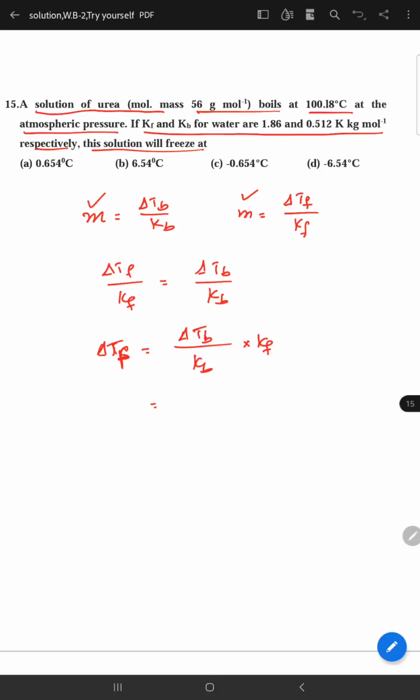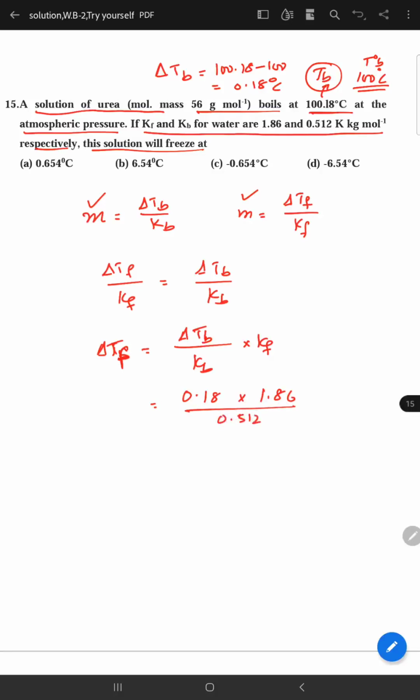So what is delta Tb they have given? The solution of urea boils at 100.18 degrees Celsius. So you substitute that. Delta Tb is 0.18 because water is the solvent. The urea solution boiling point is Tb. The water boiling point will be 100 degrees Celsius, this is T0b. The boiling point of the solution is 100.18 degrees Celsius. Therefore, you take the difference and you get delta Tb, 100.18 minus 100, so it will be 0.18 degrees Celsius. So I am writing here 0.18 into Kf, which is 1.86, divided by Kb, which is 0.512. So if you calculate that, you will get the depression in freezing point as how much?